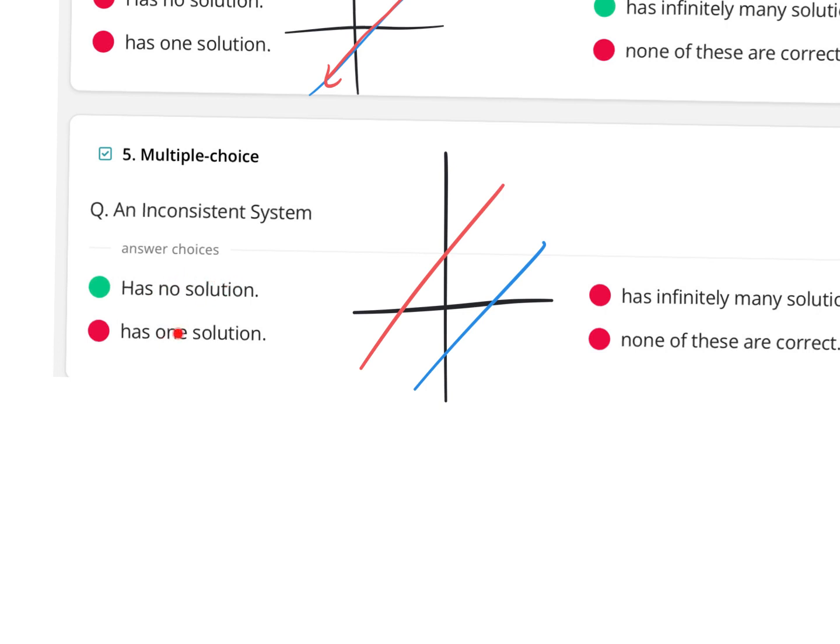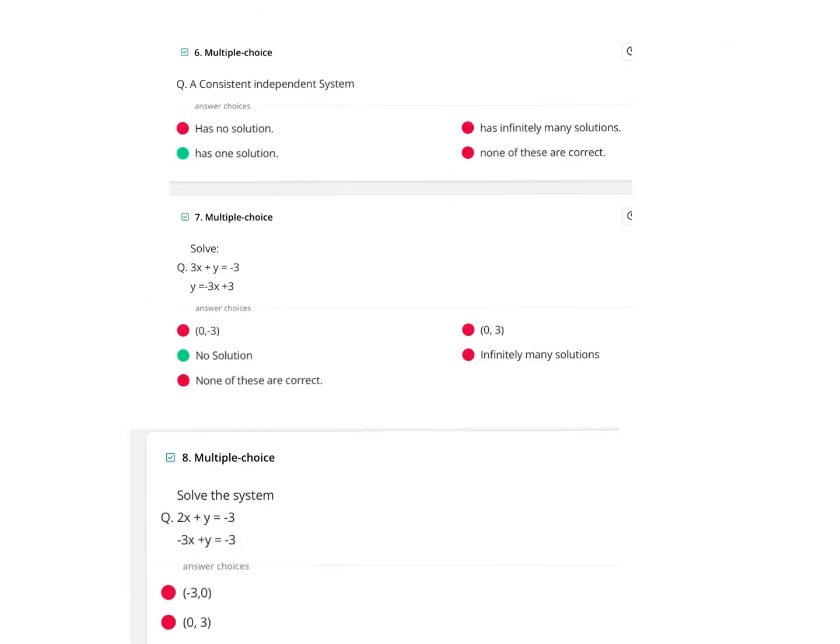It's not that it has one solution. That would be wrong. It's not that it has infinitely many solutions. That would be wrong. It's no solution, because they do not cross. Okay. So I hope this is helping you get prepared for tomorrow's quiz.